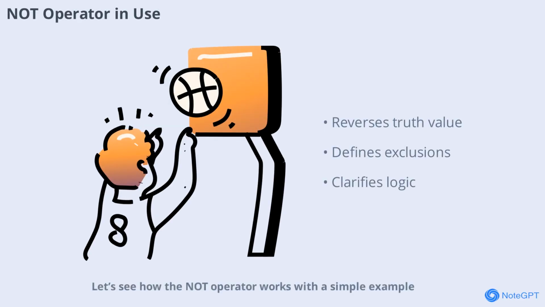See how the NOT operator works with a simple example. Imagine you're checking if a store is open. If the statement "the store is open" is true, then not "the store is open" means the store is closed. The NOT operator helps us define what we don't want or what isn't allowed. It's a powerful tool for setting rules, creating filters, and ensuring clarity in our logic.